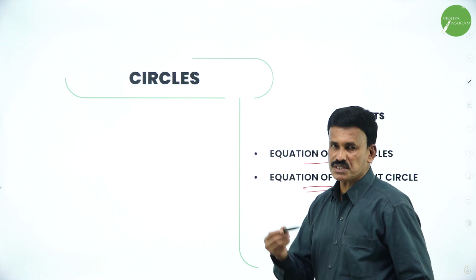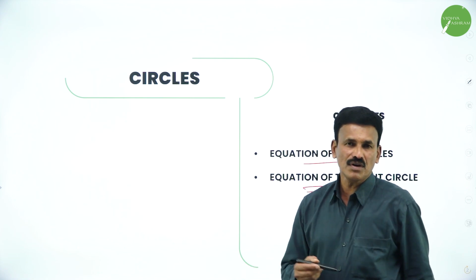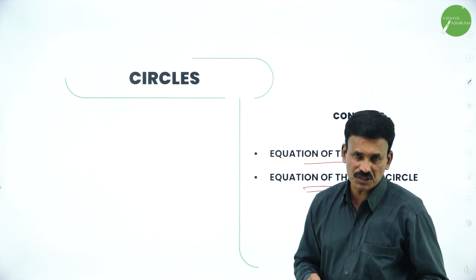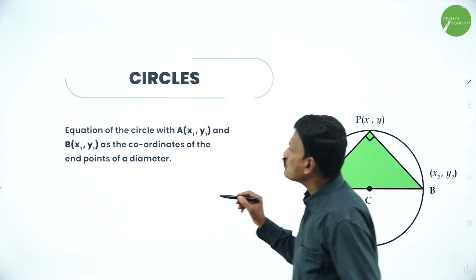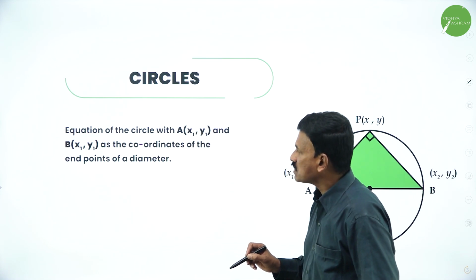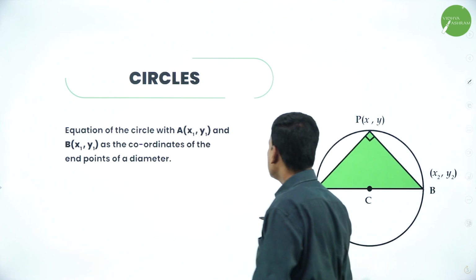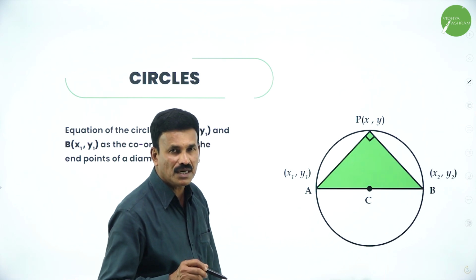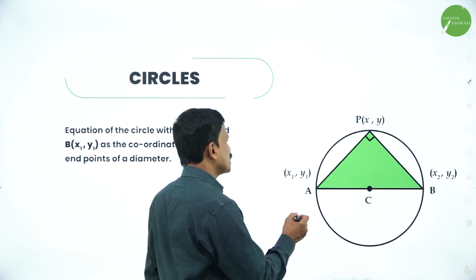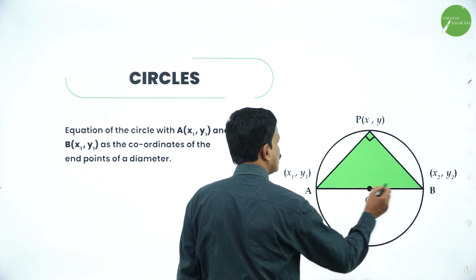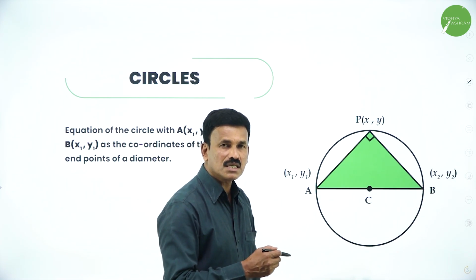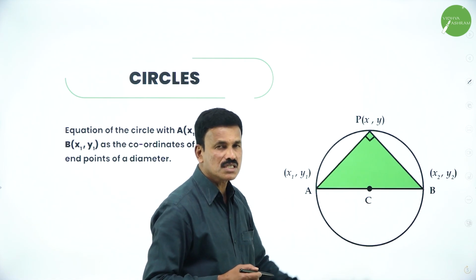Suppose a circle passes through 2 points, say A(x1, y1) and B(x2, y2), as endpoints of diameter, then how are you going to find the equation of the circle? The first one is the equation of a circle with A(x1, y1) and B(x2, y2) as the coordinates of the ends of the diameter. Then the equation of the circle is given by... Now let us derive what equation we are going to get. Let us consider a circle passing through the points A(x1, y1) and B(x2, y2) as the diameter, and C is the origin, that is, C is the midpoint of AB.